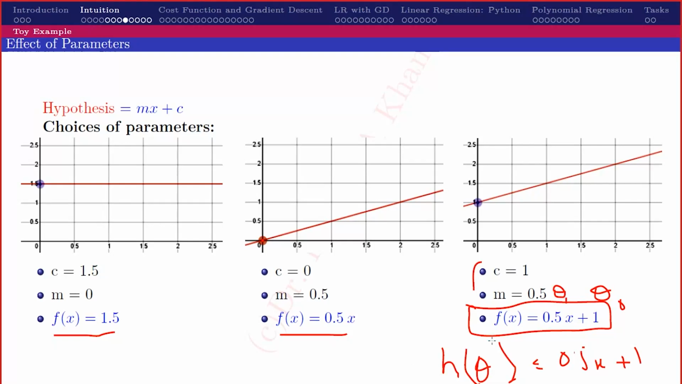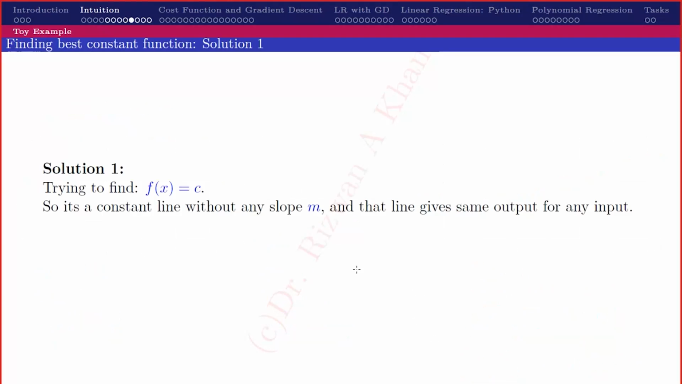So this is just notations. You can use different notations. So now we are trying to find the best line or best constant line. I am giving you two different scenarios just to give you an intuition of how you can find a best fit line.